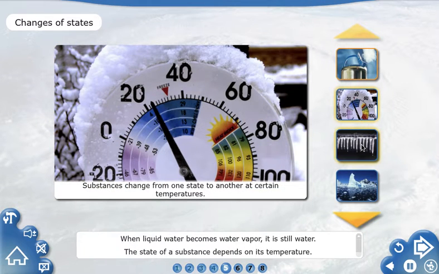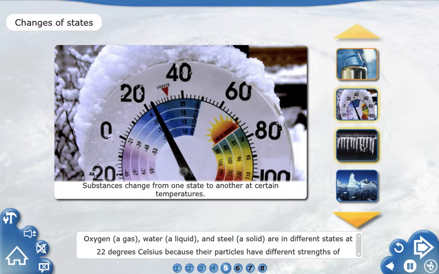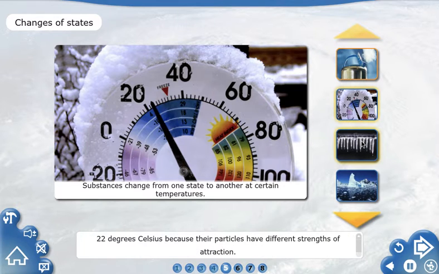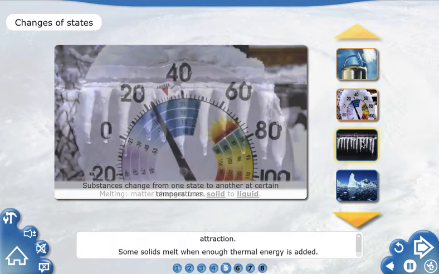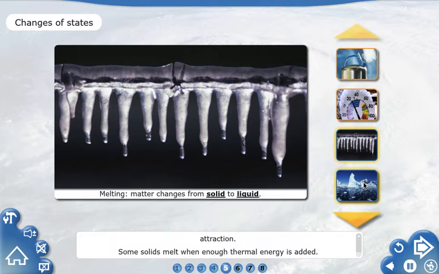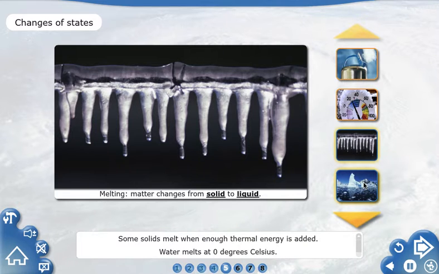The state of a substance depends on its temperature. Oxygen, a gas, water, a liquid, and steel, a solid, are in different states at 22 degrees Celsius because their particles have different strengths of attraction. Some solids melt when enough thermal energy is added. Water melts at 0 degrees Celsius. Gold melts at about 1060 degrees Celsius.